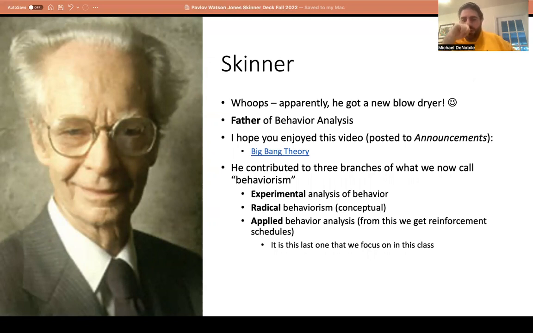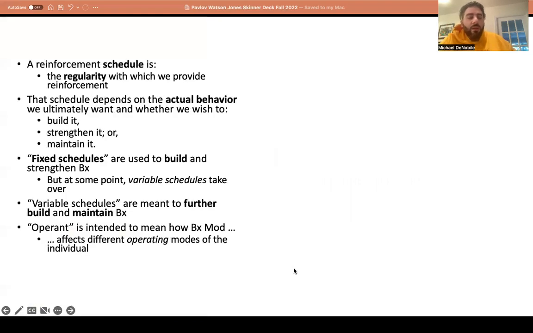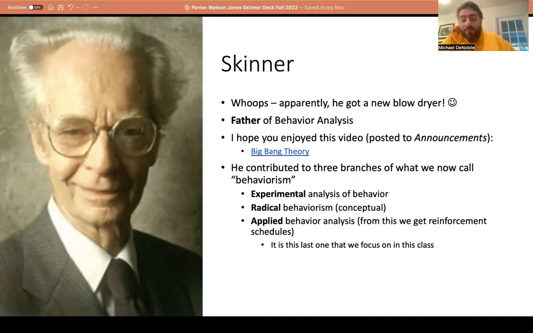He contributed to three branches of what we now call behavioralism: experimental analysis of behavior, radical behavioralism, or conceptual behavioralism. Actually, no, it's a conceptual science. Sorry, and applied behavior analysis. From this, we get reinforcement schedules. ABA is also closely related to autism education. Just to let you know, if anyone's interested in special education, especially the education of individuals with autism, you usually need to get ABA trained. And the last one, the ABA training, is what we focus on in this class.